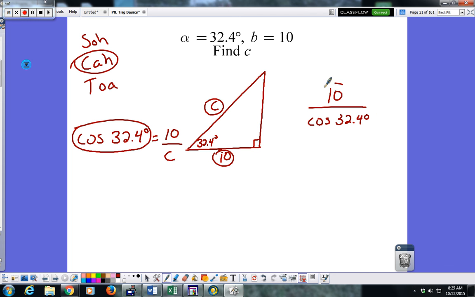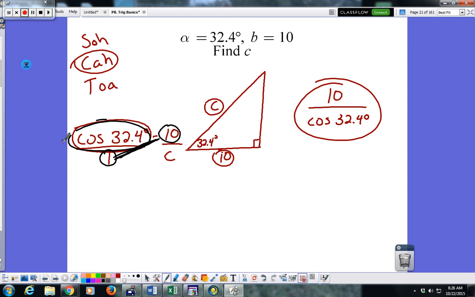If you didn't understand that, here's the other way of looking at it. Here's how we did it in geometry. I put a 1 underneath it. Now you can solve it like a proportion. Now it's a proportion because you have a fraction that's equal to a fraction. How do you solve proportions? The shortcut is the two numbers that are across from each other, 1 and 10, you multiply those, and then you divide by what's left. You get the same answer, 10 divided by cosine 32.4.